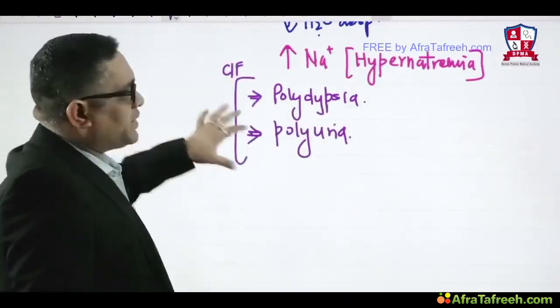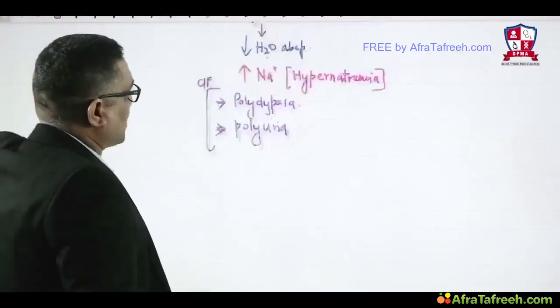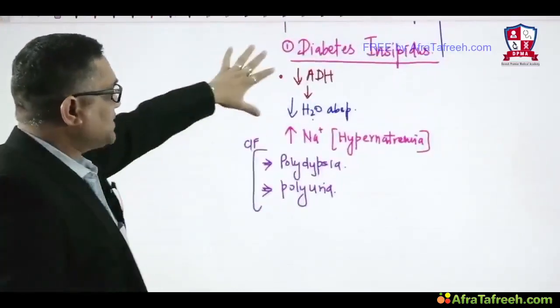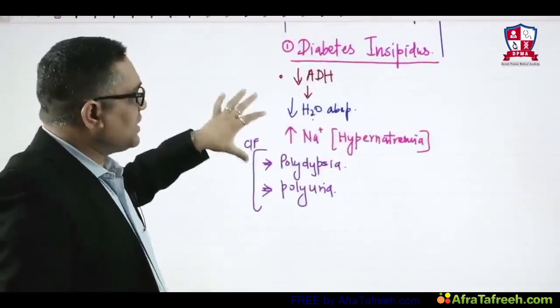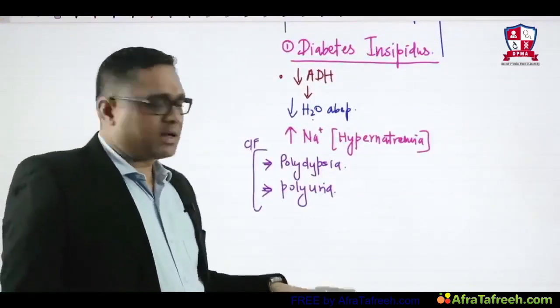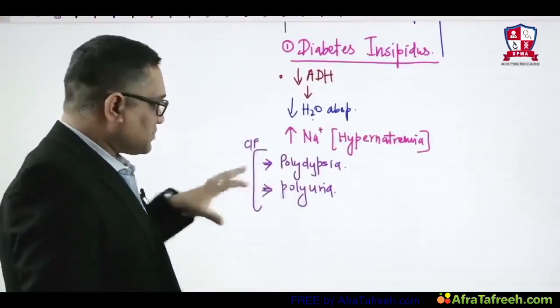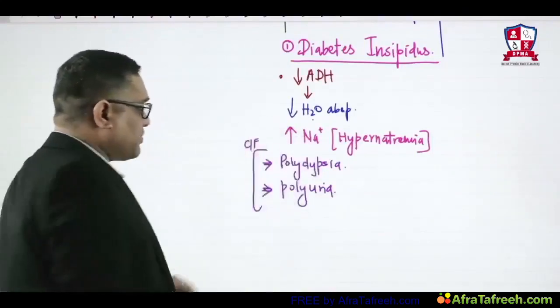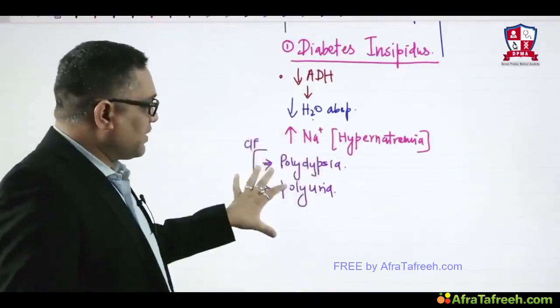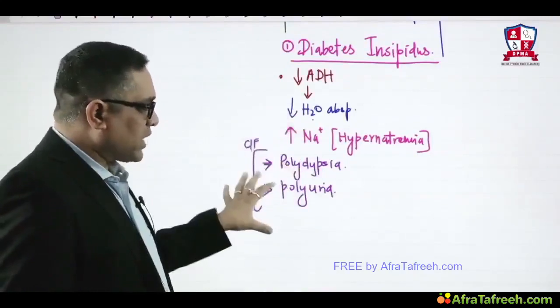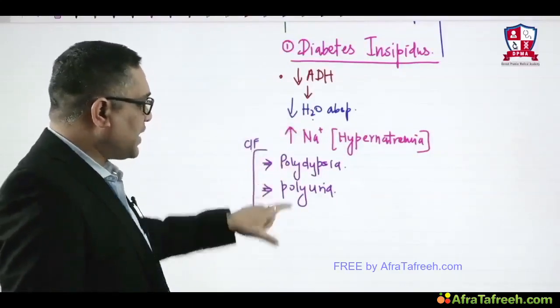So in case of diabetes insipidus, now you can see what will happen: there is a deficiency of ADH secretion. Because of that, there is low water absorption in the kidney, and that will increase the sodium concentration, hypernatremia. There will be more hypernatremia, which will be leading to polydipsia and polyuria.